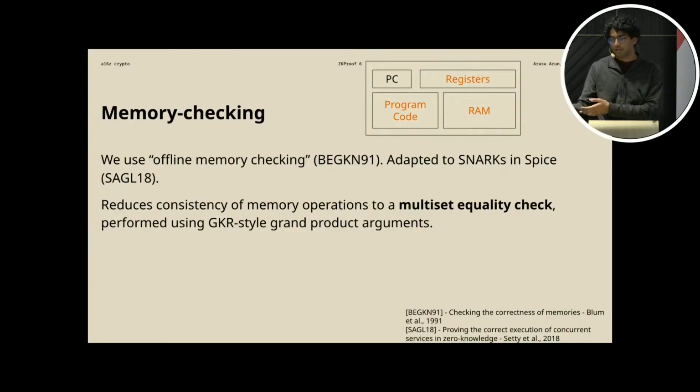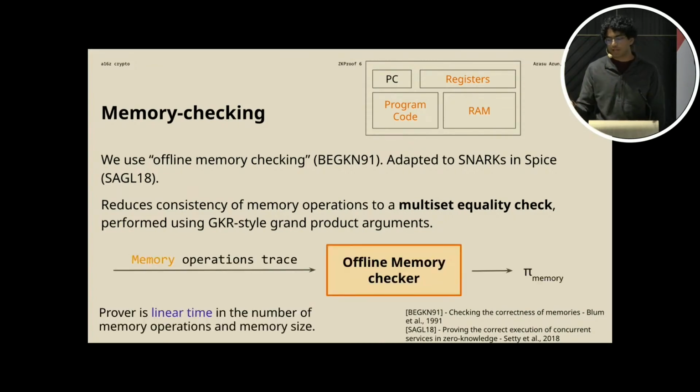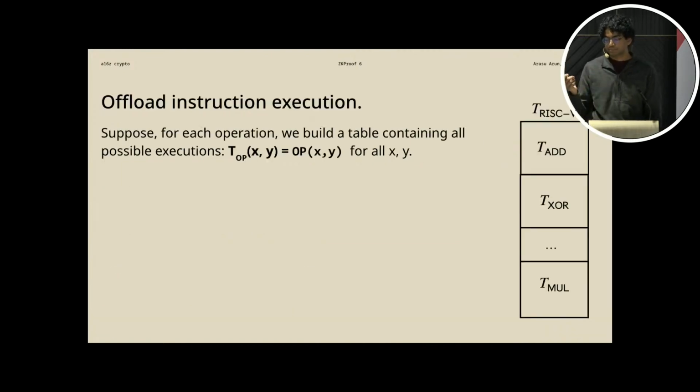The gist of it is that if you have a sequence of memory operations, you can reduce consistency checking for that sequence into a multi-set equality check. And we perform this using like a GKR-style grand product argument. So you can just think of this as a black box. You have a list of memory operations, some reads and writes. You send it to this offline memory checking algorithm, and it gives you a proof. And this proof is linear time in the memory operations and the size of the memory.